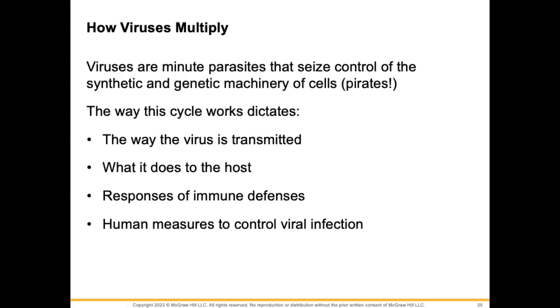How viruses multiply. So viruses are a minute parasite that seize the control of the synthetic and genetic machinery of cells. So viruses are pirates. They're hijackers. They are lazy in that they don't take anything with them. They go by the seat of their pants and then utilize whatever's available to them in the host cell. So the way the cycle works dictates the way the virus is transmitted, what it does to the host, the immune defense response, which, as we know, can be different in different people, and then the human measures to control the viral infection, so how we control it.